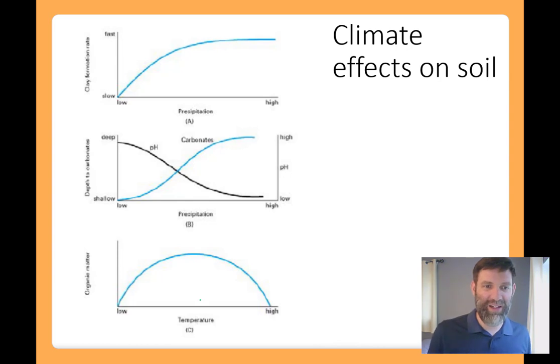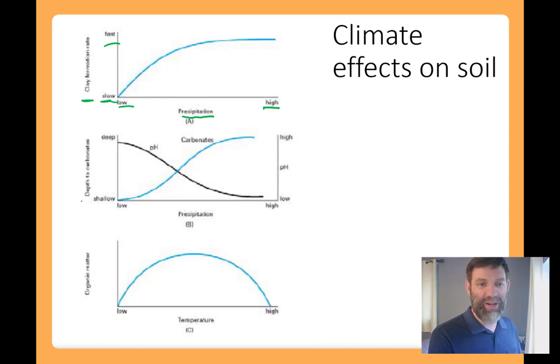And I know that this image is probably a little hard to read, so I'll tell you what it says. Clay formation, slow versus fast. And we're looking at precipitation on our x-axis here. Low precipitation, slow clay development. High precipitation, fast clay formation. So the wetter you are, the faster you produce clays. Makes sense. Water is part of those hydrolysis reactions. So more water, more clay.